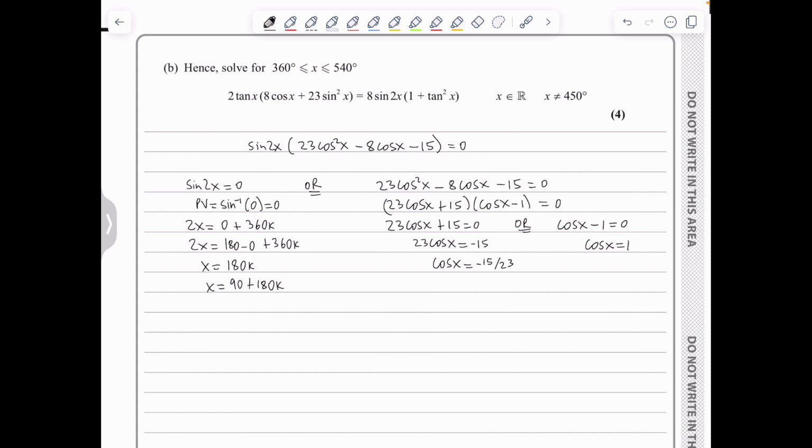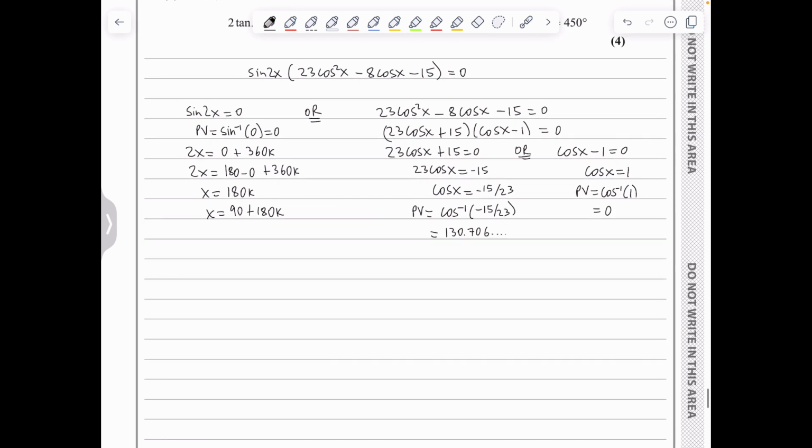Now for cos of x being minus 15 over 23, we've got the principal value being shift cos of negative 15 over 23, which gives an answer of 130.706 degrees, whereas for cos x being 1, we've got the principal value being shift cos of 1, which is obviously 0. So I can proceed with the generating formulae. Now we've got x is plus minus the PV of 130.706 plus 360k, whereas for the PV of 0, we've got x is 0 plus 360k.